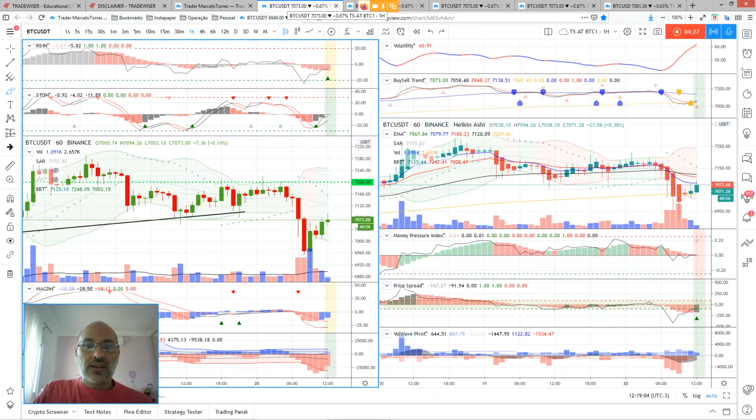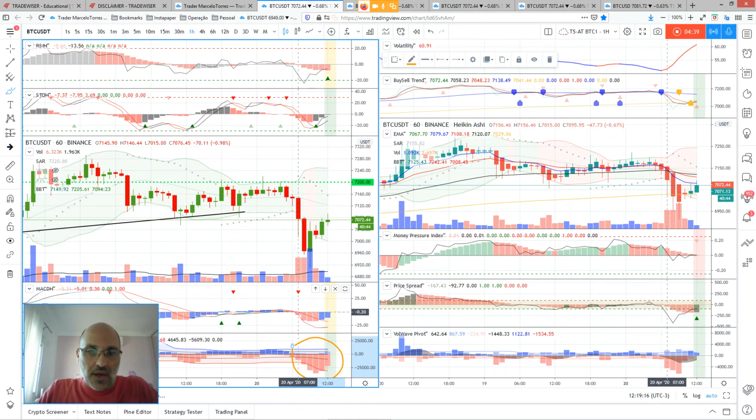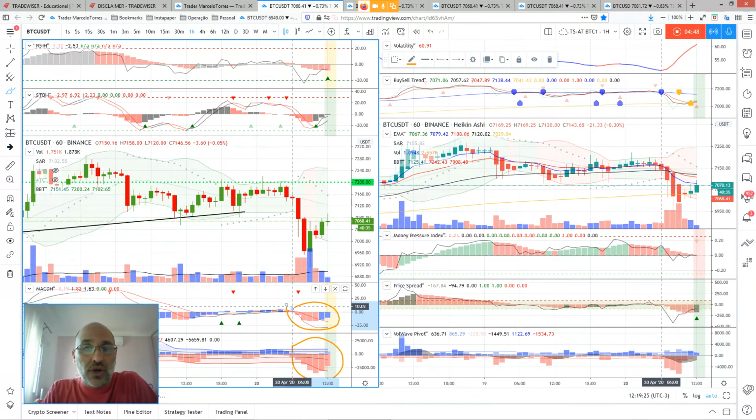Going back to you guys, here we go. We have the 1 hour chart, which says that we are having a bottom reversal. Why is that? Because we have the negative volume wave fading. For 2 bars in a row, or the last 2 hours, we see that the Bitcoin is going up by looking at the MACD histogram.